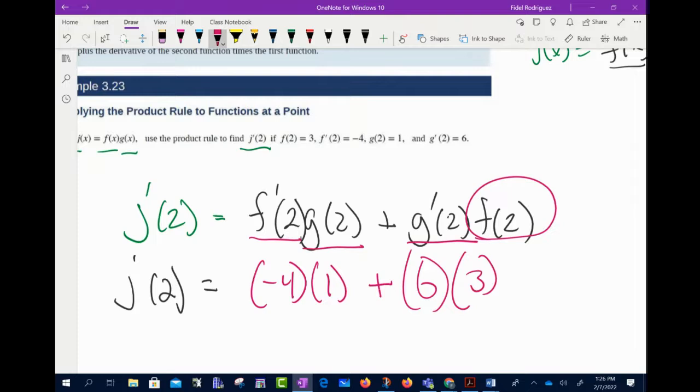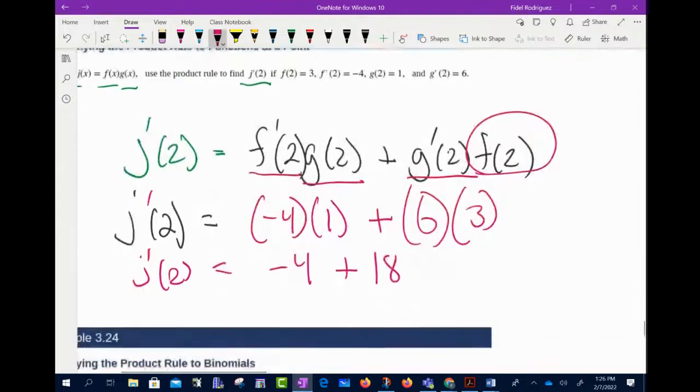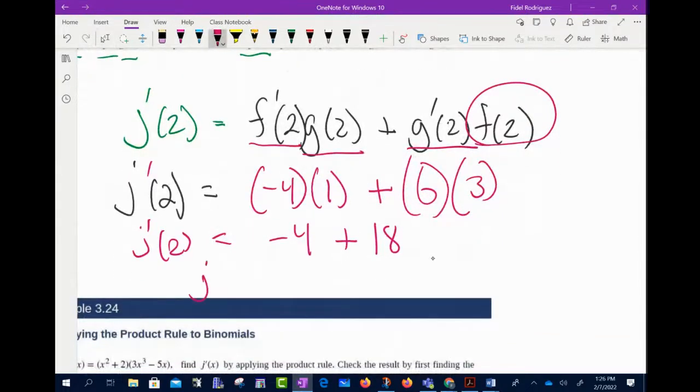Any little mistakes, let's make those kind of mistakes here in class because then we can catch them, right? You don't want to make them when you're doing this stuff at home or in a quiz or a test. Go slow, you'll be okay. So good deal. J prime at 2: negative 4 times 1 is negative 4. 6 times 3 is 18. So what's our final answer, y'all? 14, good. J prime at 2 is equal to 14.